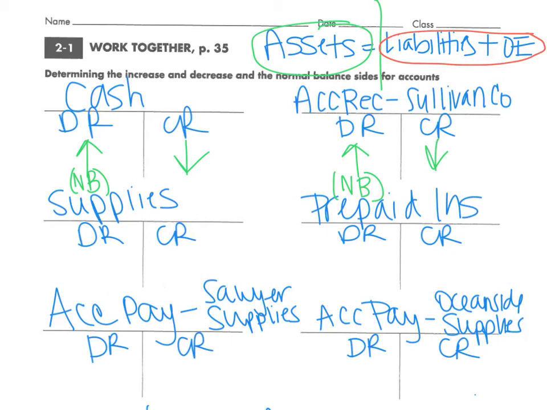Okay, what about supplies? Is supply something that you own? Yes, it is. So that's also an asset. So every single asset is going to look the exact same way. Okay, next one, prepaid insurance. Insurance is something that you wouldn't think is an asset, but it actually is because you own it and then you can use it whenever you need it. So insurance is going to be an asset as well.